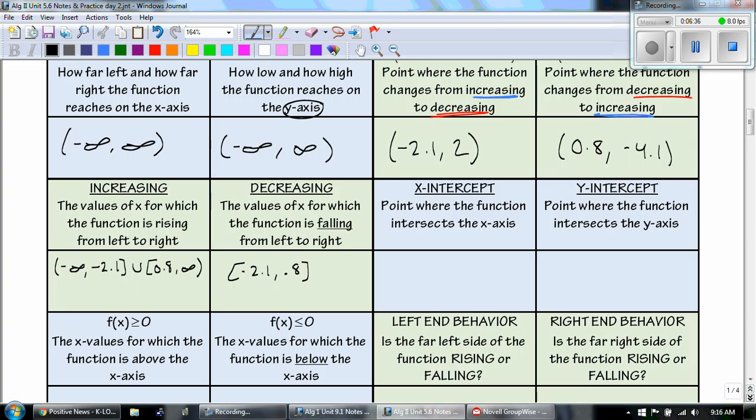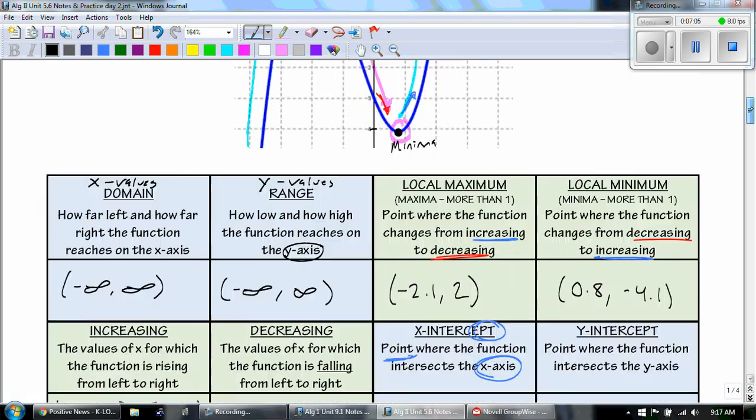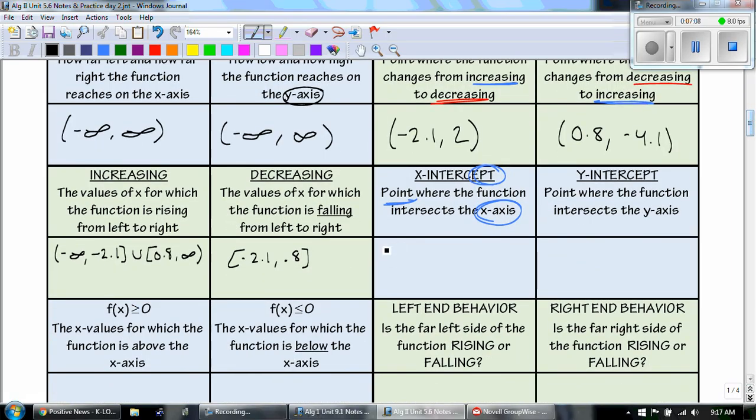All right, x-intercept, that shouldn't be too difficult. We're looking for the points where the function intersects the x-axis, okay? So here we go. I have 1, 2, 3 points, okay? And those should not be too difficult because you're just looking at it and say, oh, it's negative 3, 0, negative 1, 0, and 2, 0. Okay, so we got negative 3, 0, negative 1, 0, and then 2, 0.